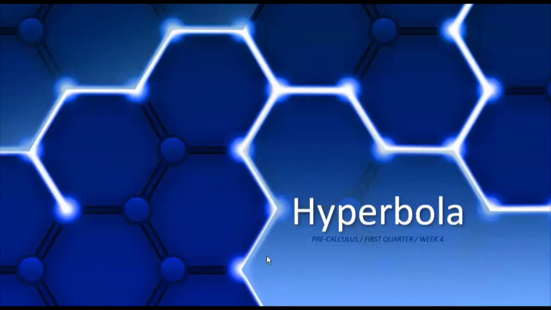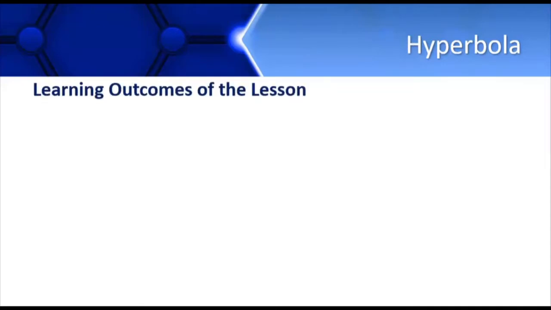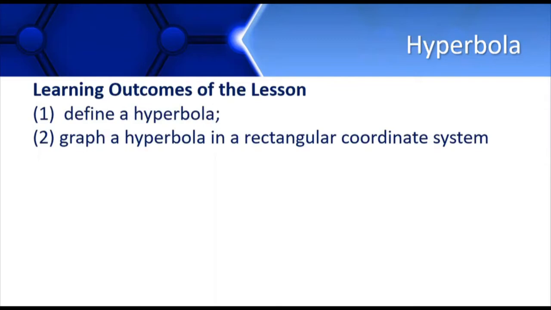Okay, so the hyperbola, the fourth conic section or fourth member of the conic sections. So ang learning outcomes natin of the lesson, first we are going to define a hyperbola and graph a hyperbola in rectangular coordinate system or what we call the Cartesian plane. Then we have the lesson outline.